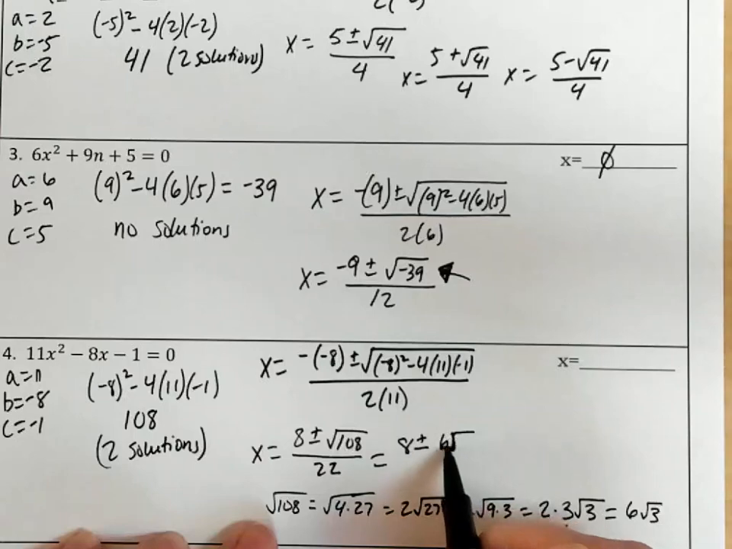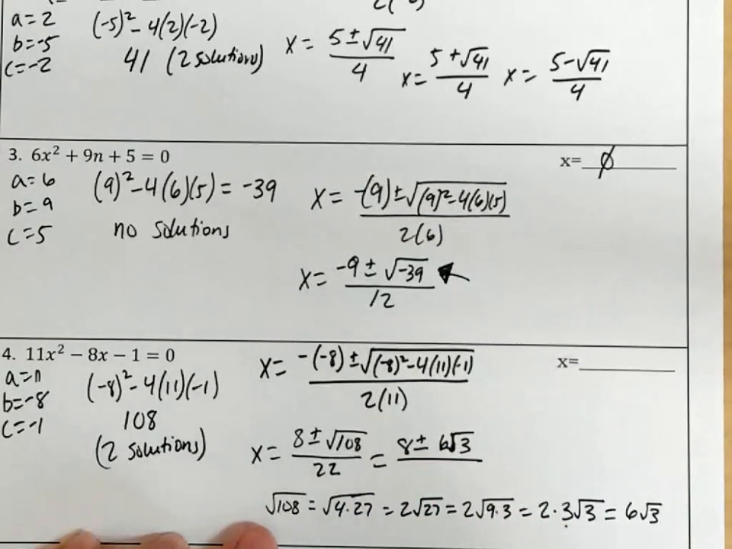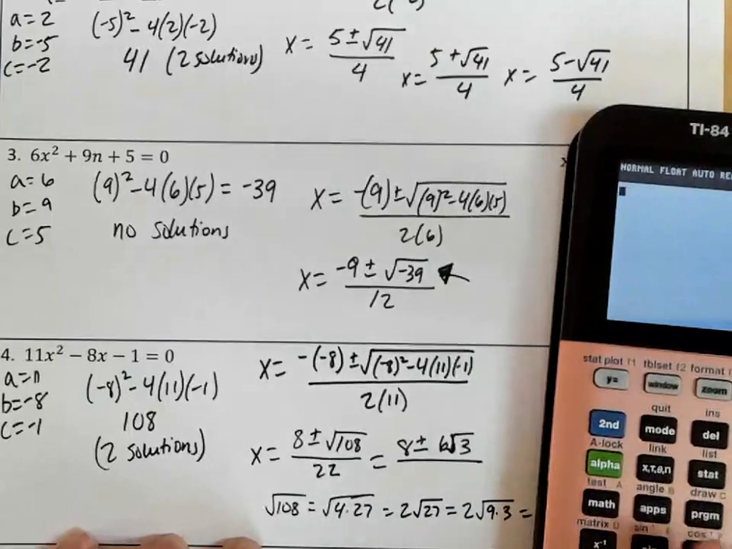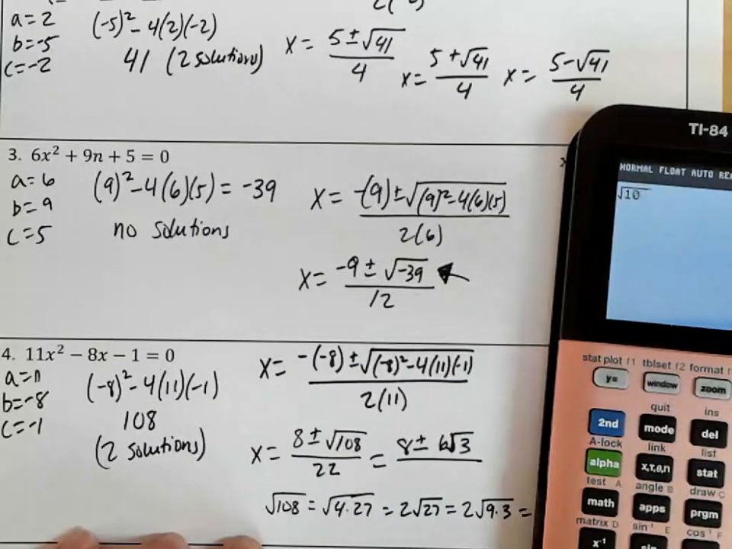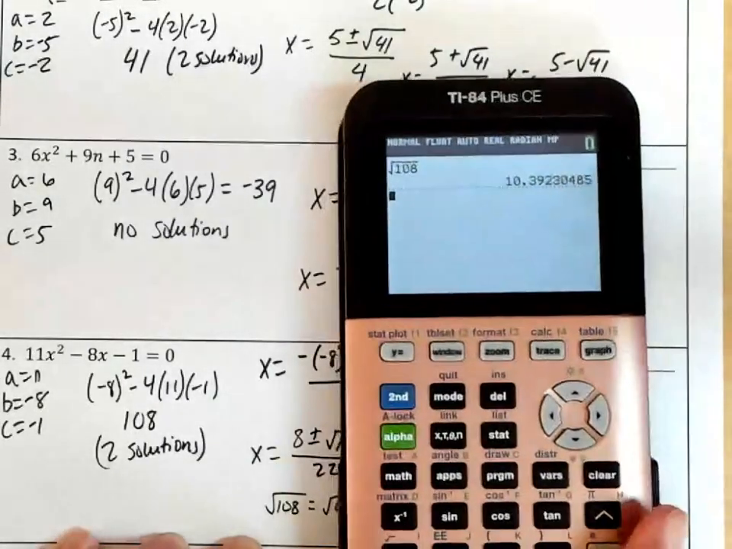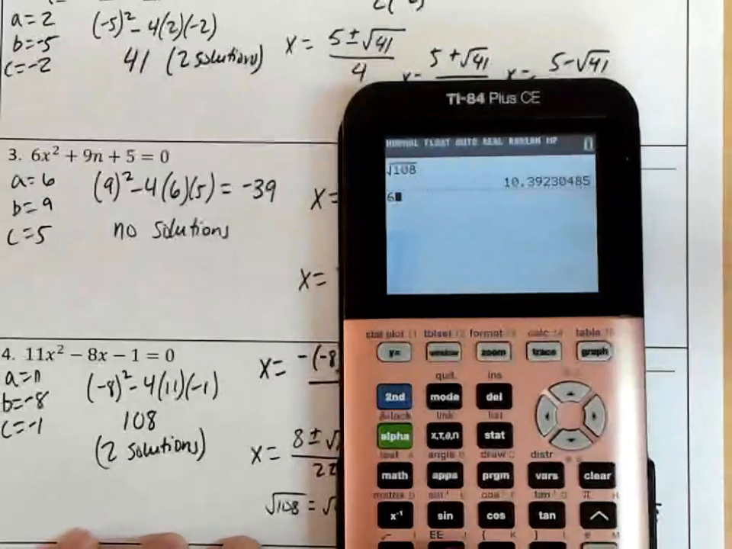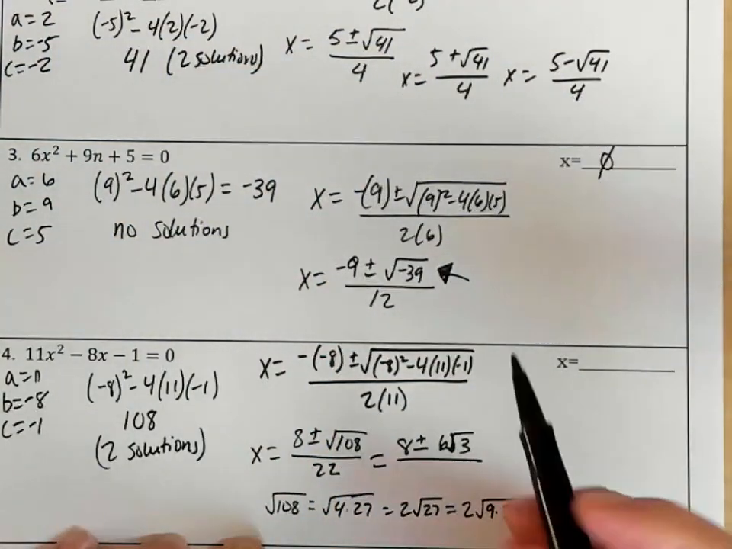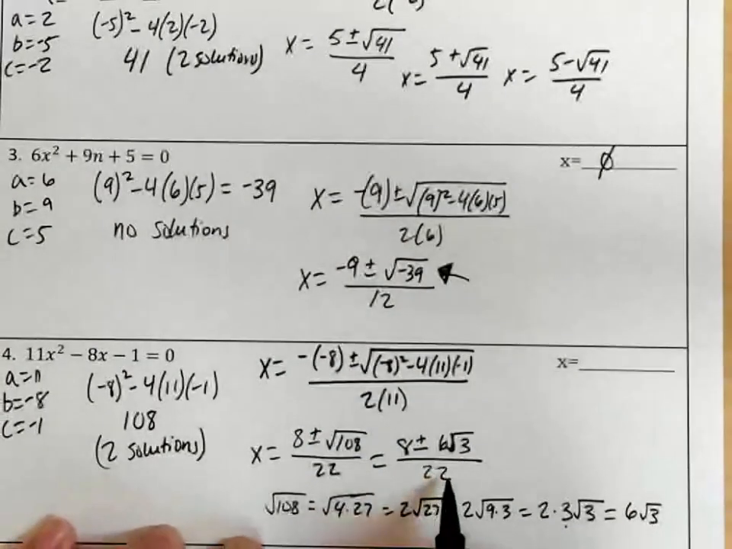And if I'm unsure if I did it correctly, please check. Plug this into your calculator and plug this into your calculator, and they should be equal. And if I do that real fast, I would get the square root of 108, and I get 6 times the square root of 3, and both of them equal the same thing. All right, and then don't forget your 22 here on the bottom.